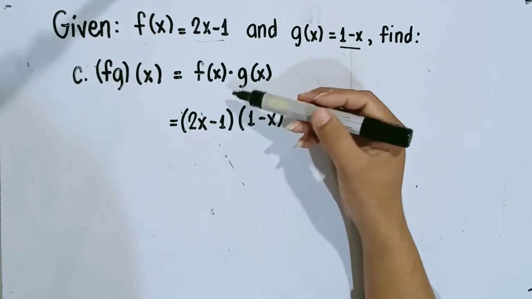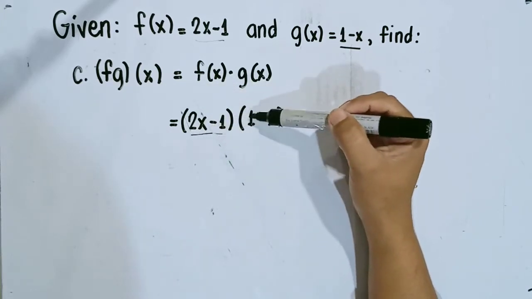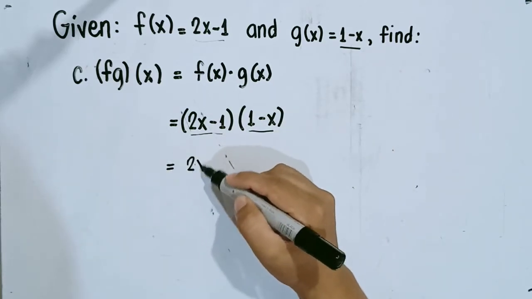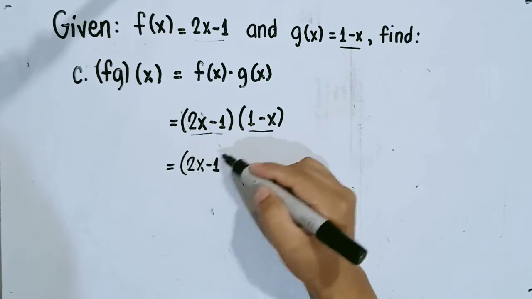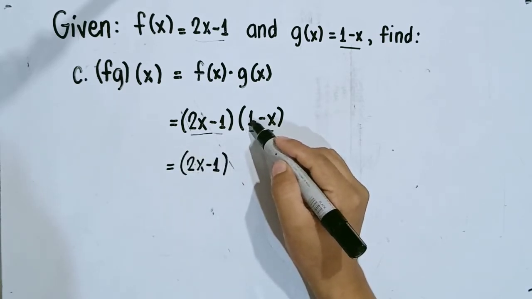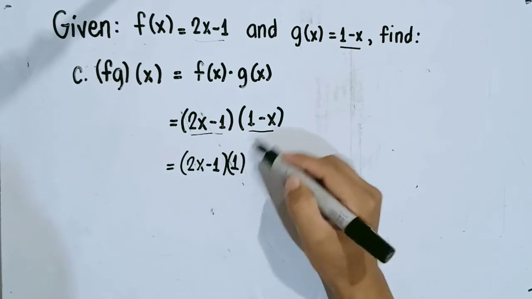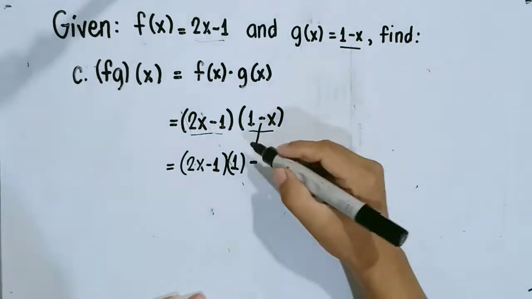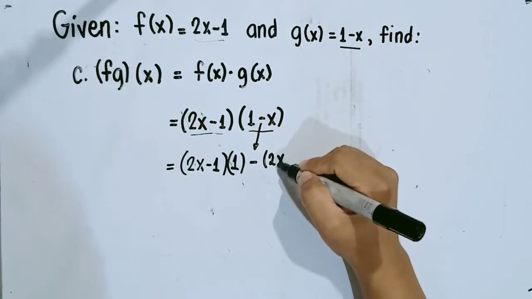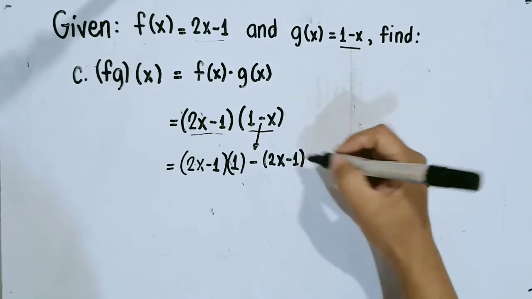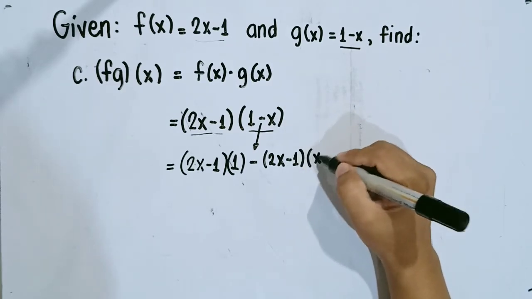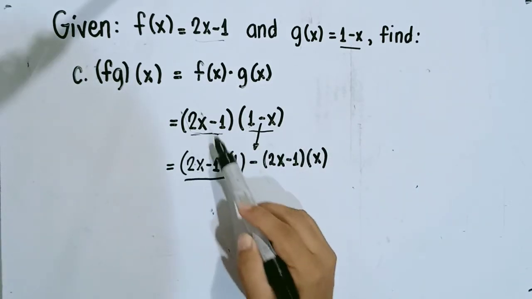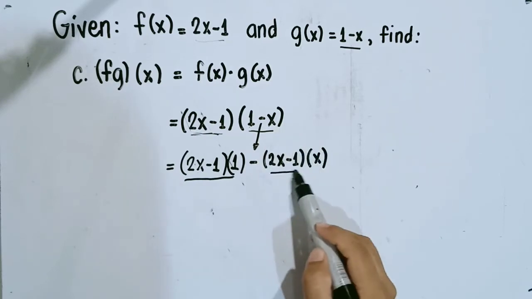Now, in multiplying this, we will multiply this quantity to each of the terms in this quantity. So we will write 2x minus 1. First, we will multiply it by 1. Then copy the sign, negative. Then write 2x minus 1 times x. So here, 2x minus 1 times 1 we have here. Then 2x minus 1 times x we have here.